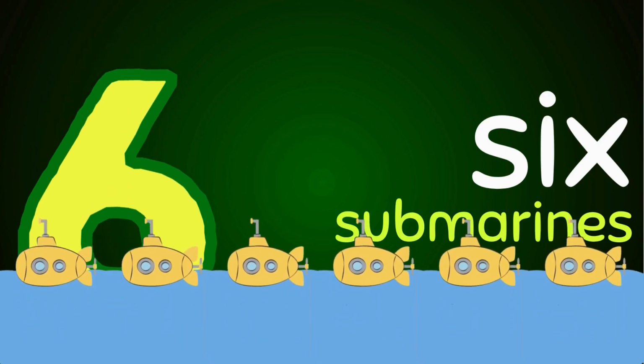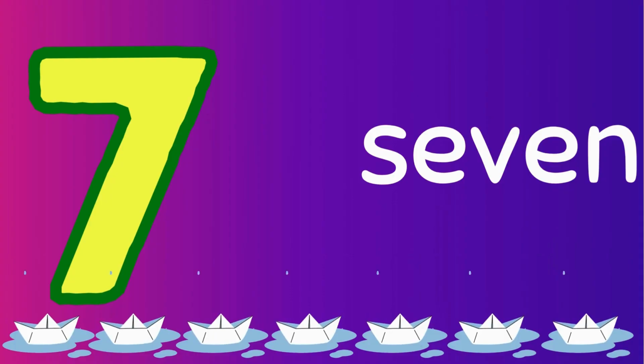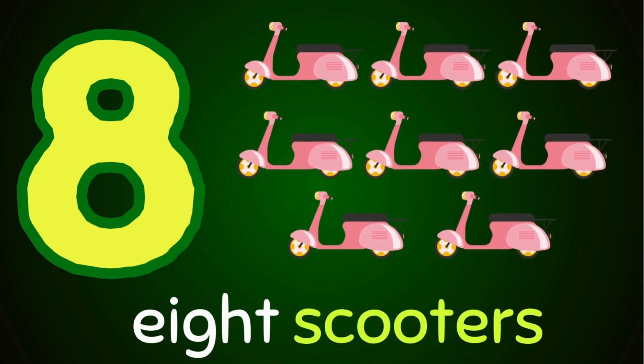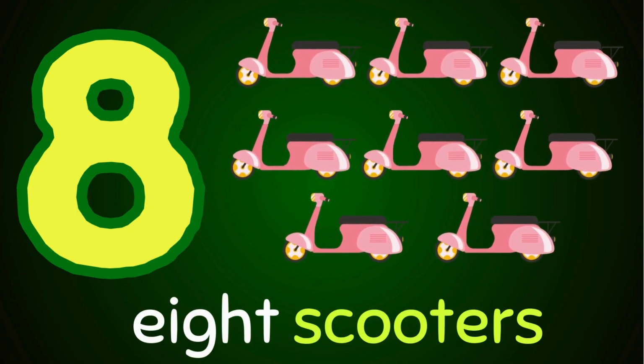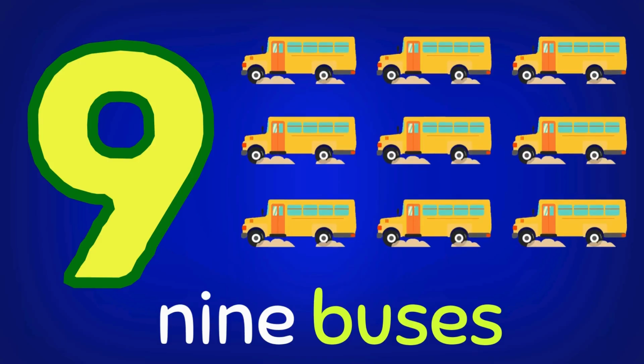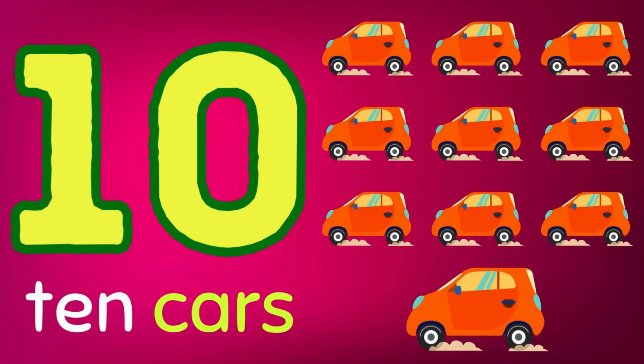Let's learn how to count, let's count with me. 1 to 10. This is 7, this is SEVEN. 7 boats on the blue sea. Let's learn how to count, let's count with me. 1 to 10. This is 8, this is EIGHT. 8 scooters, vroom vroom, wee. Let's learn how to count, let's count with me. 1 to 10. This is 9, this is NINE. 9 buses, beep beep beep. Let's learn how to count, let's count with me. 1 to 10. This is 10, this is TEN. 10 cars rolling down the street.